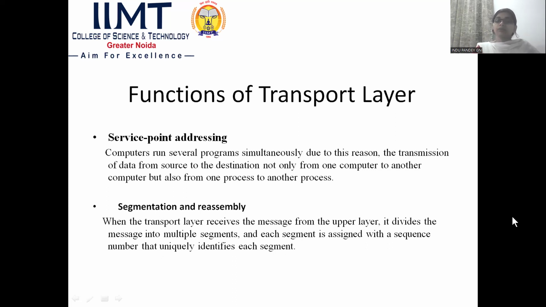Segmentation and reassembly. When transport layer receives a message from the upper layer, it divides the message into multiple segments and each segment is assigned a sequence number that uniquely identifies each segment. When data is transmitted from source to destination, different kinds of segments are transferred. These segments are numbered uniquely by the transport layer, which helps in sending data in order from sender to receiver.